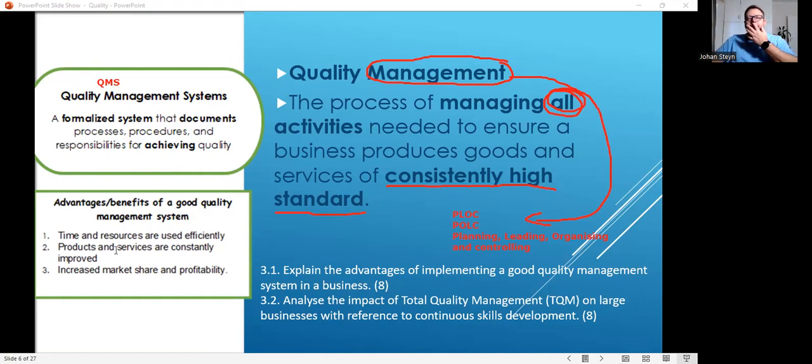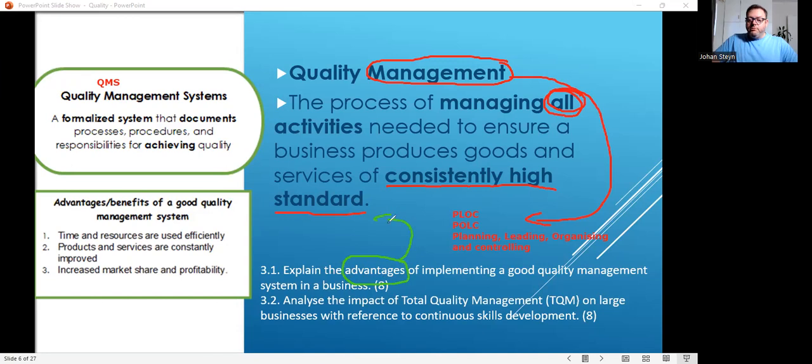So at some point, you need to understand that the quality of management, or the management of the quality in the business, needs to be at a very high point, needs to be on point. So you will get questions such as, explain the advantages of implementing a good quality management system in a business. So why would you want to? Because that's now the question. And that's where I think some of you sometimes get confused.